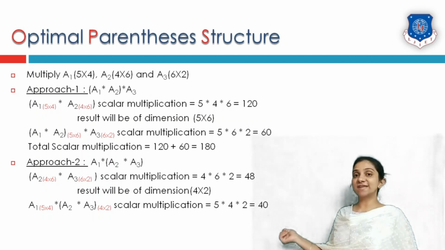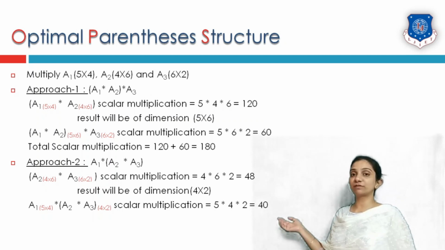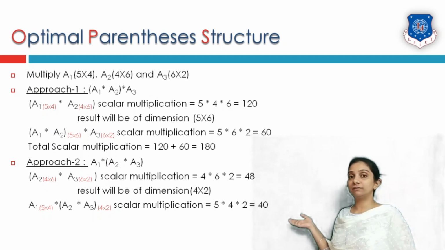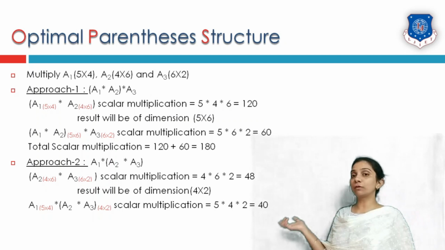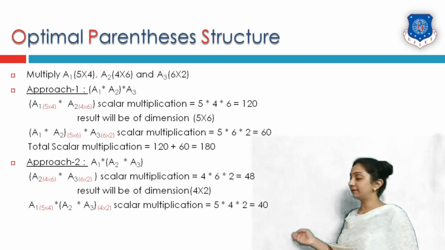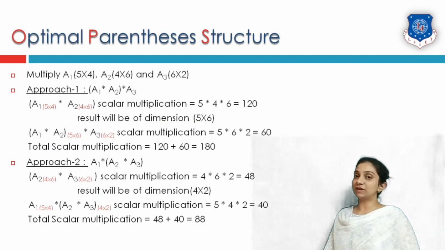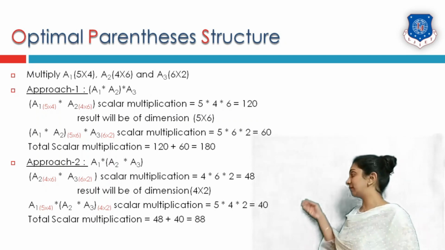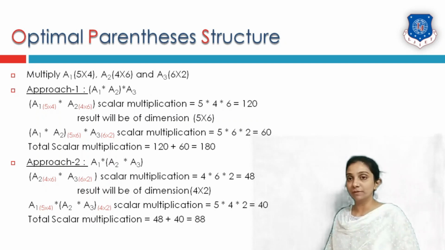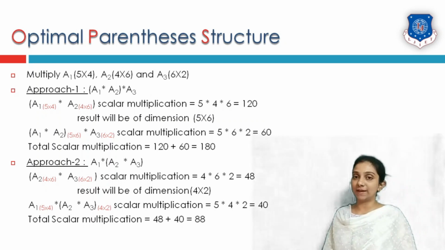Then this result is getting multiplied with A1. A1 is of dimension 5 cross 4 and here the partial result is of 4 cross 2 size. So the number of total scalar multiplications is 5 into 4 into 2, which is equal to 40, and the resultant matrix will be again of 5 cross 2 size. But how many scalar multiplications in total have we performed? In our second approach, we have performed 48 plus 40, that is equal to 88 scalar multiplications.